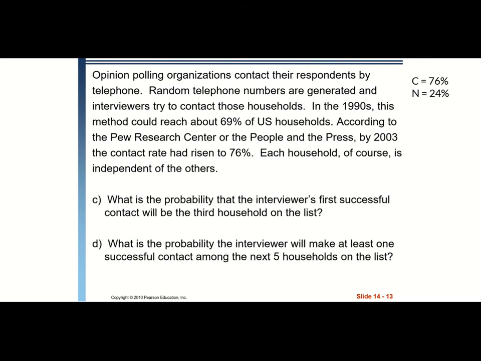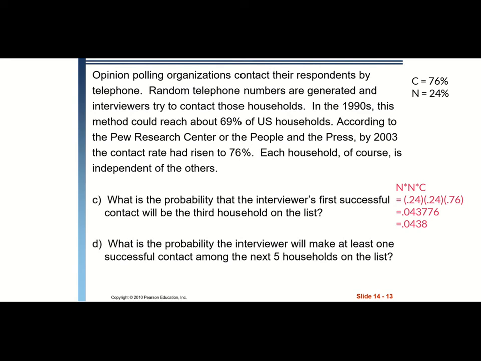Part C, what's the probability that the interviewer's first successful contact will be the third household on the list? For this to happen, it means that the first two households they called, they didn't make contact with. In other words, they have 2 no contacts, followed by a third that they made contact with. 0.24 times 0.24 times 0.76 gives us this number right here. We're rounding to 3 significant decimal places, which means we don't count that 0, and we start counting the 3 significant decimal places with that 4 there. Okay, we're going to round that 7 based on the number after it, 0.0438.